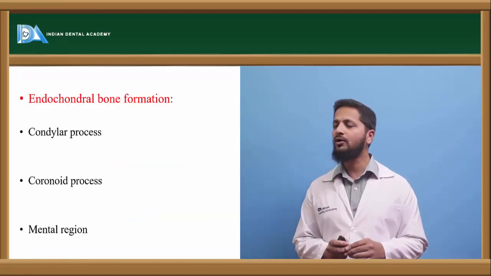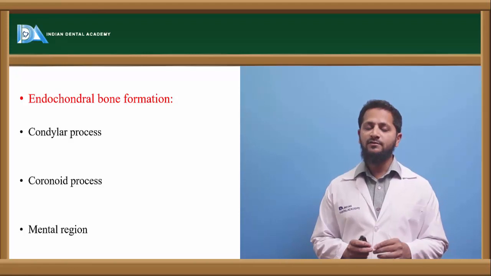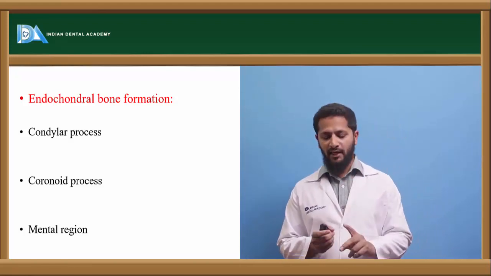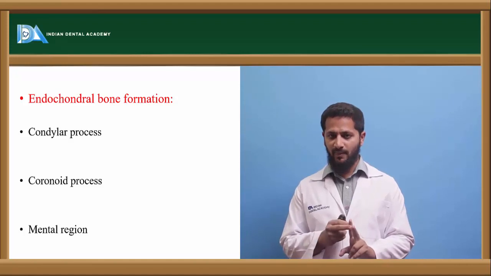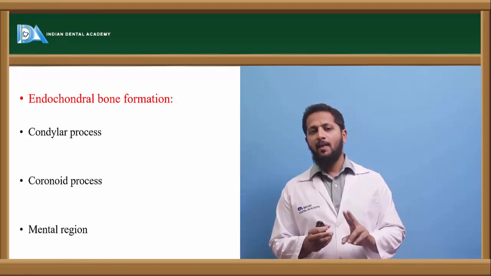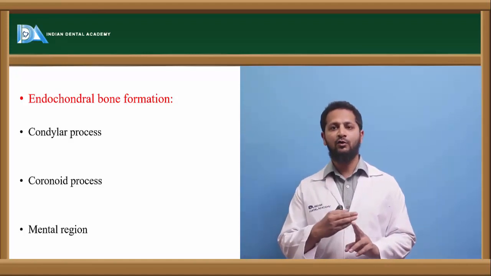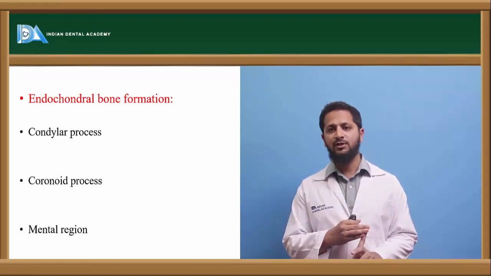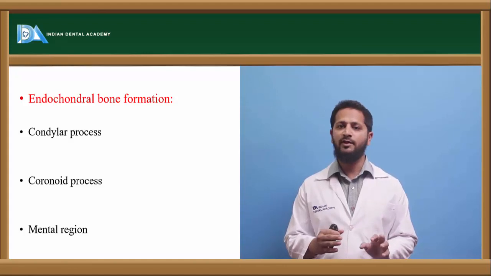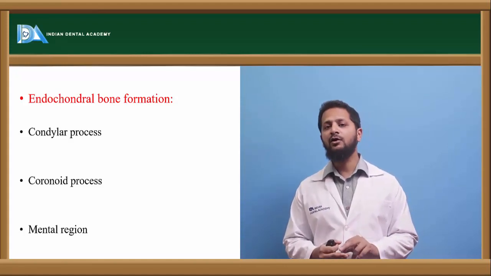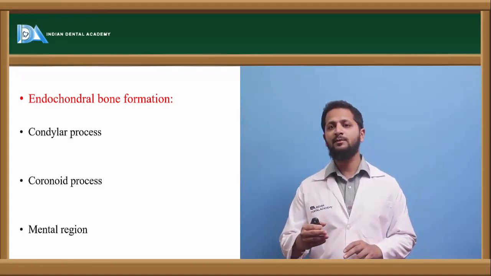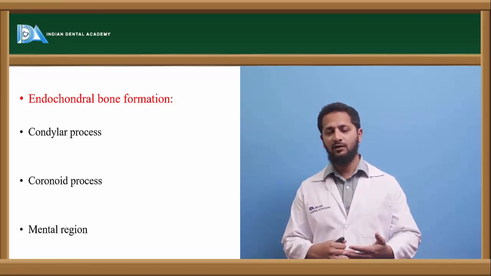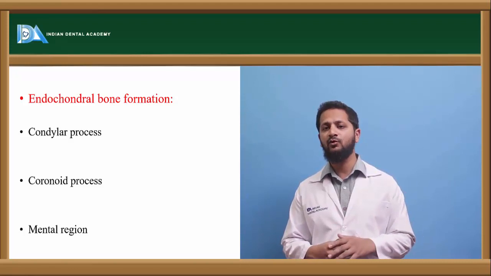Next, coming to endochondral bone formation. Let us first know that bone formation takes place by two mechanisms. It can be intramembranous or it can be endochondral. The difference is that in intramembranous bone formation, bone is laid down directly from osteoid cells, whereas in endochondral bone formation, first cartilage is produced, which then undergoes osteogenesis and develops into bone.